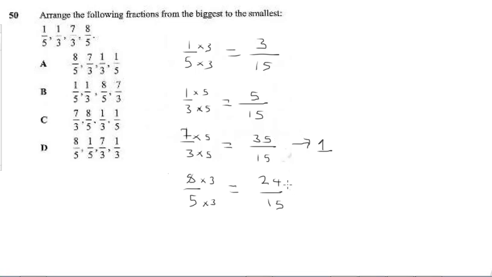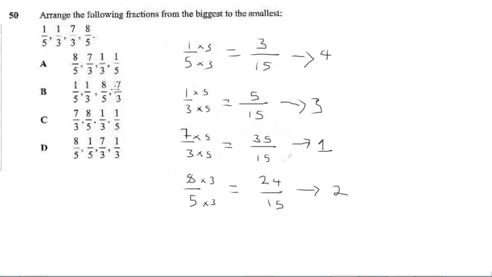Then which one is the second one? Is it this one? Is it that one? It's 24. So 24 over 15 is the second one. Then between the two, which one is the third one and which one is the fourth one? This one is the third one because it has 5, and this one is the smallest because it has 3. So 1, 2, 3, 4. So the biggest one should be 7 over 3, then followed by 8 over 5, then followed by 1 over 3, and lastly 1 over 5.